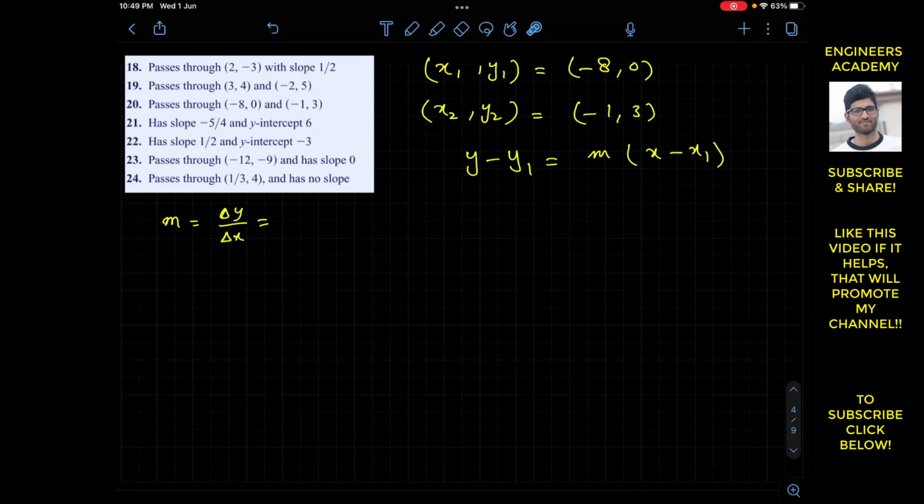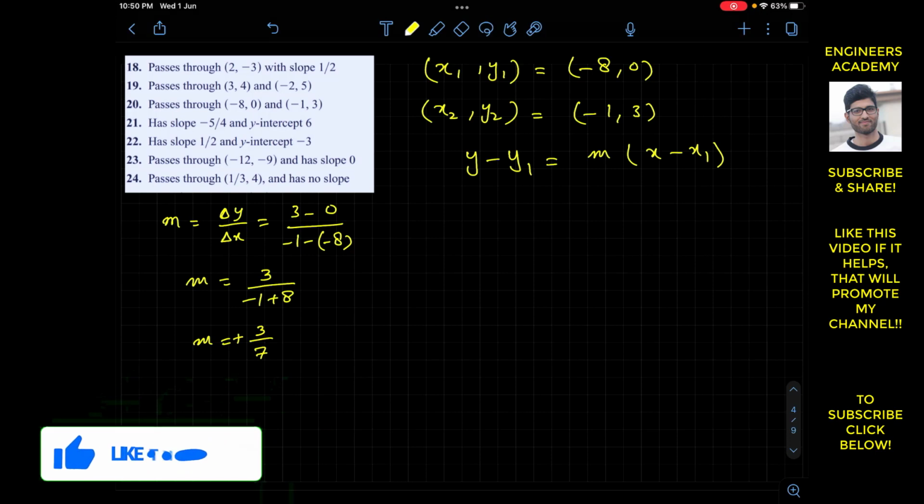It's up to you. So if I subtract this 0 from 3, the change in y will be 3 minus 0, and the change in x will be minus 1 minus minus 8. So 3 minus 0 is 3, and minus 1 plus 8 is 7. This gives me the slope value equal to 3 divided by 7. Now we can put this point in this equation.